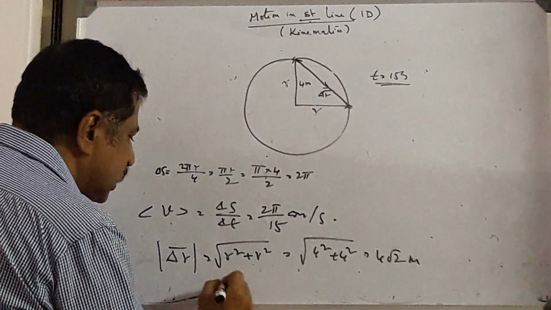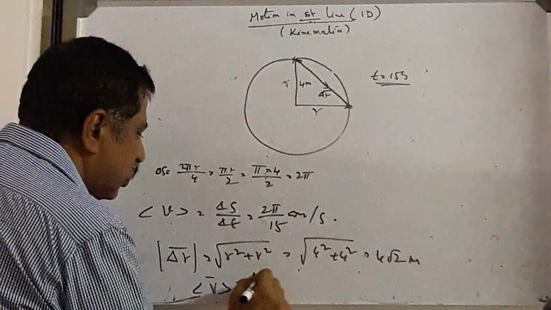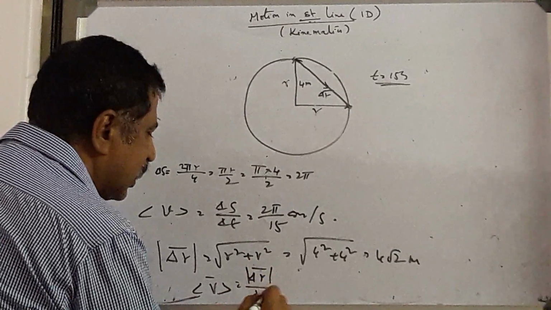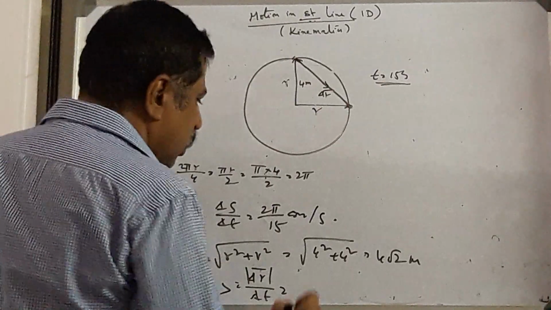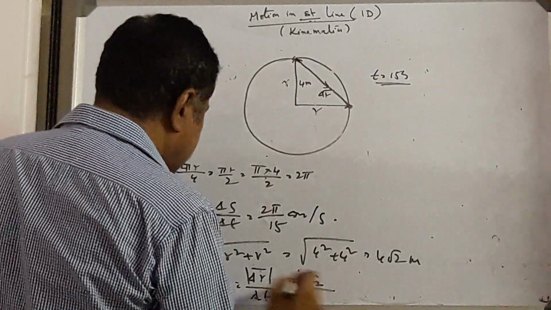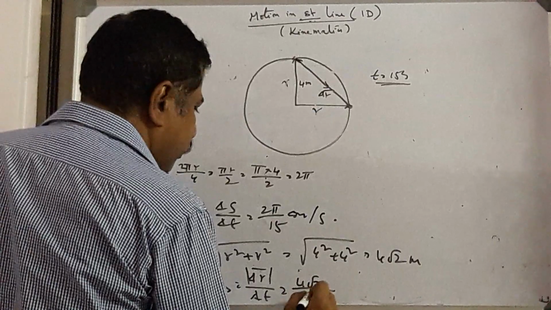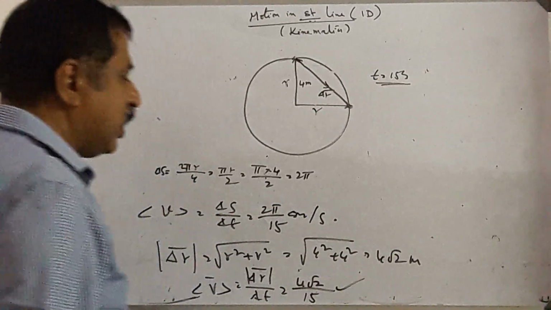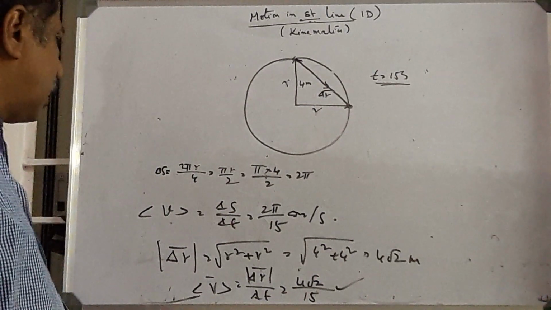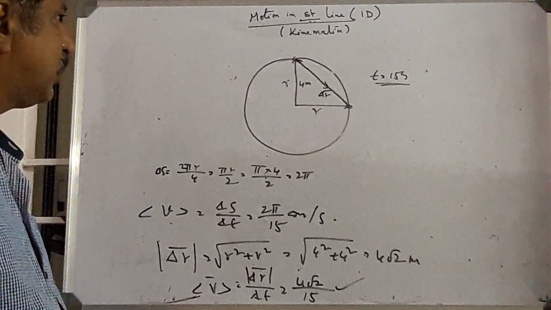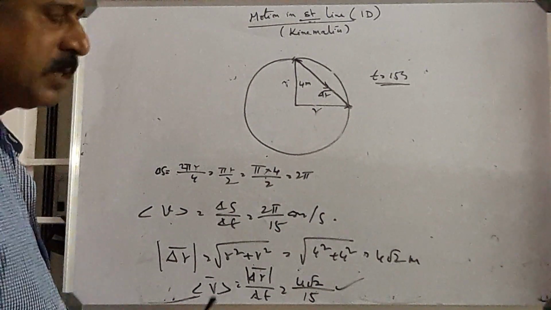Next one, average velocity is equal to delta r bar by delta t. It becomes 4 root 2 by 15, where 4 root 2 is the displacement. This is the average velocity of the tip of the seconds hand.